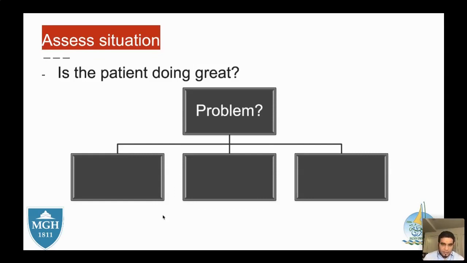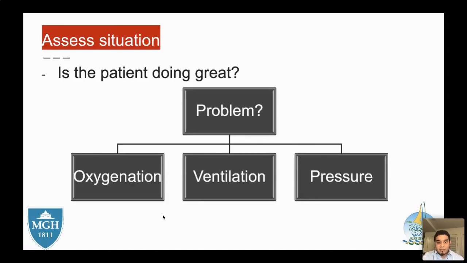Okay, so let's say now you put the patient on mechanical ventilation and you start having problems. The question is where can the problems come from? There may be 3 main problems that you might face. So it's going to be a problem with one of these 3 things.